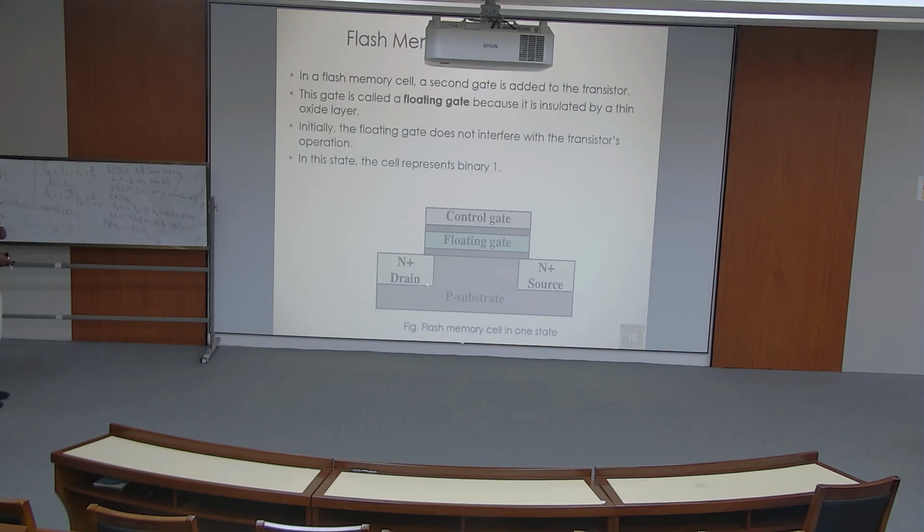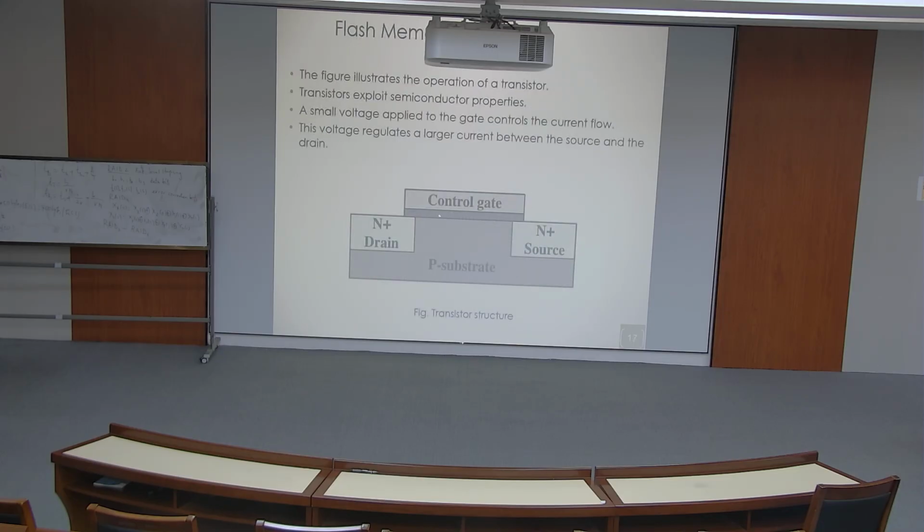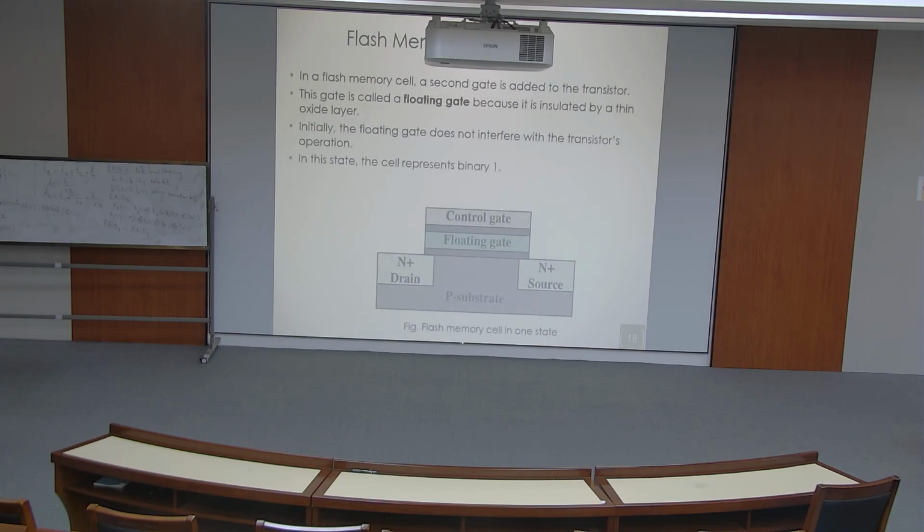If you try to compare this picture on the screen with the previous one, you can easily see that we have only the floating gate, which has been added to the transistor structure that we have seen here. Now, this is the transistor structure. You see that it doesn't include the floating gate. And for the flash memory cell in one state, we have the floating gate because it is insulated by a thin oxide layer. So initially, the floating gate does not interfere with the transistor's operation, but this one is the flash memory cell in one state.